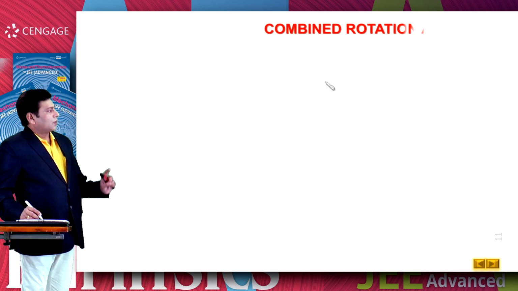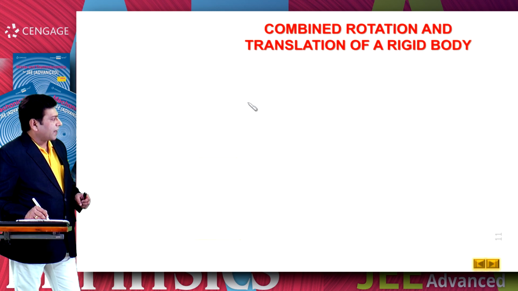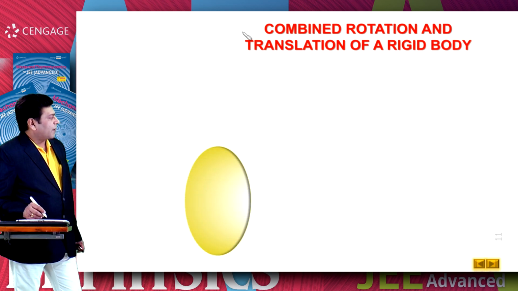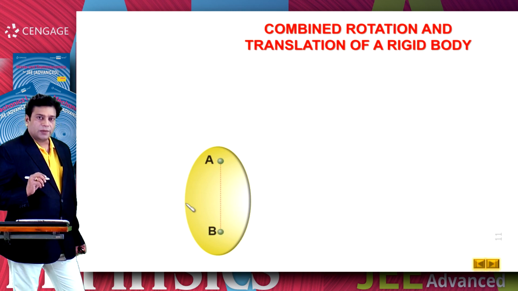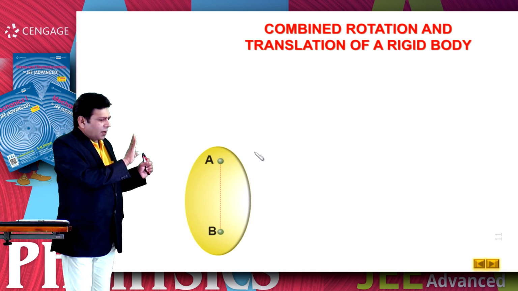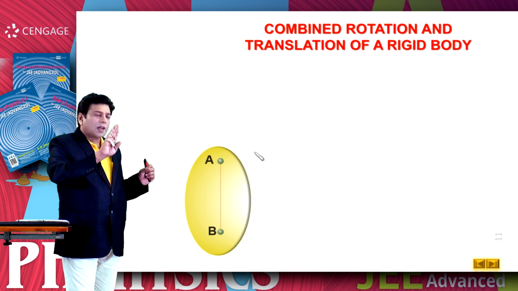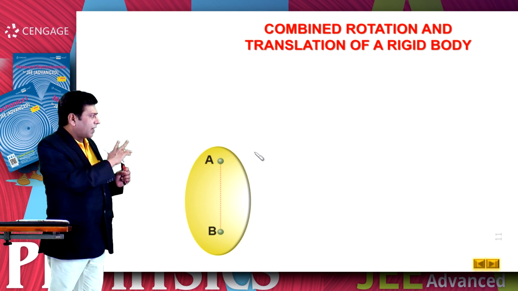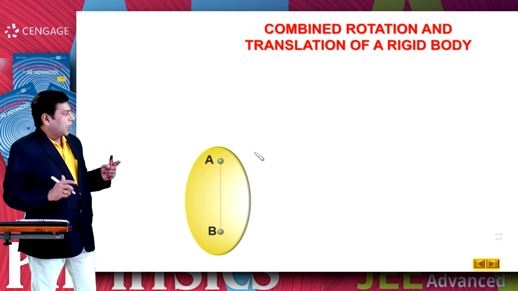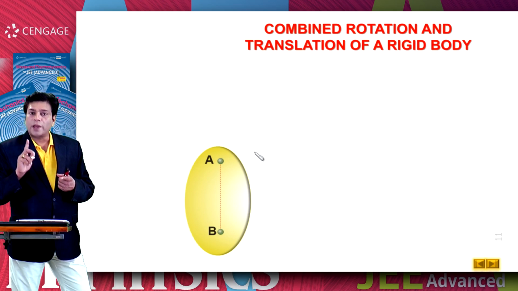rotation and translation of a rigid body. So for analyzing this, let us make one rigid body again like this and make two points A and B in the rigid body, right? If it had only translation, then the displacement of A and B should be equal. If it is combined with rotation, the displacement of A and B will not be equal.